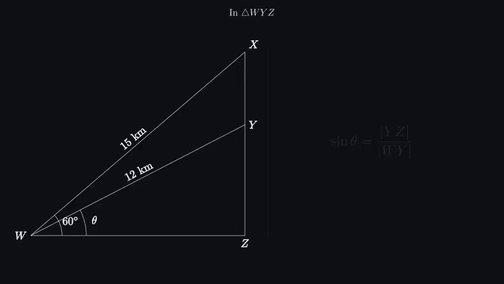Next, we find the length of YZ using triangle WYZ. Remember, length of YZ means the distance or length from point Y to point Z. With respect to angle theta, length of YZ is the opposite side and length of WY is the hypotenuse. So we use sine again.